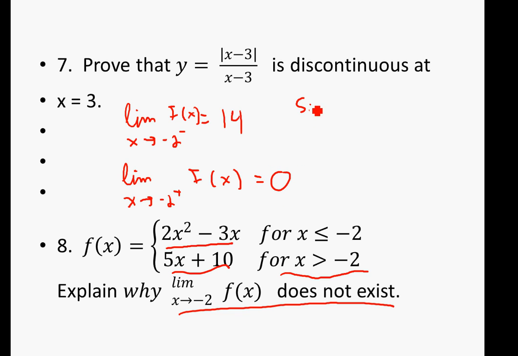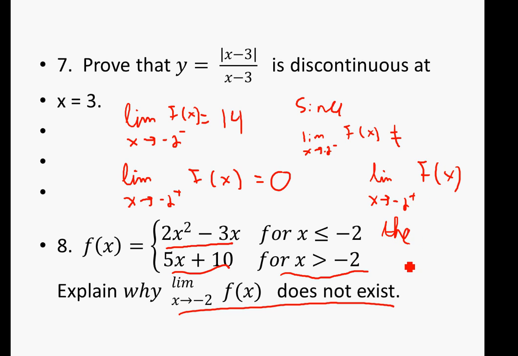So you write, since the limit as x approaches -2 from below of f of x does not equal the limit as x goes to -2 from above of f of x, the limit does not exist. So you can write this out. The limit does not exist. DNE. You should probably write that out in words on a test or something, but whatever. There you go. That's 8.